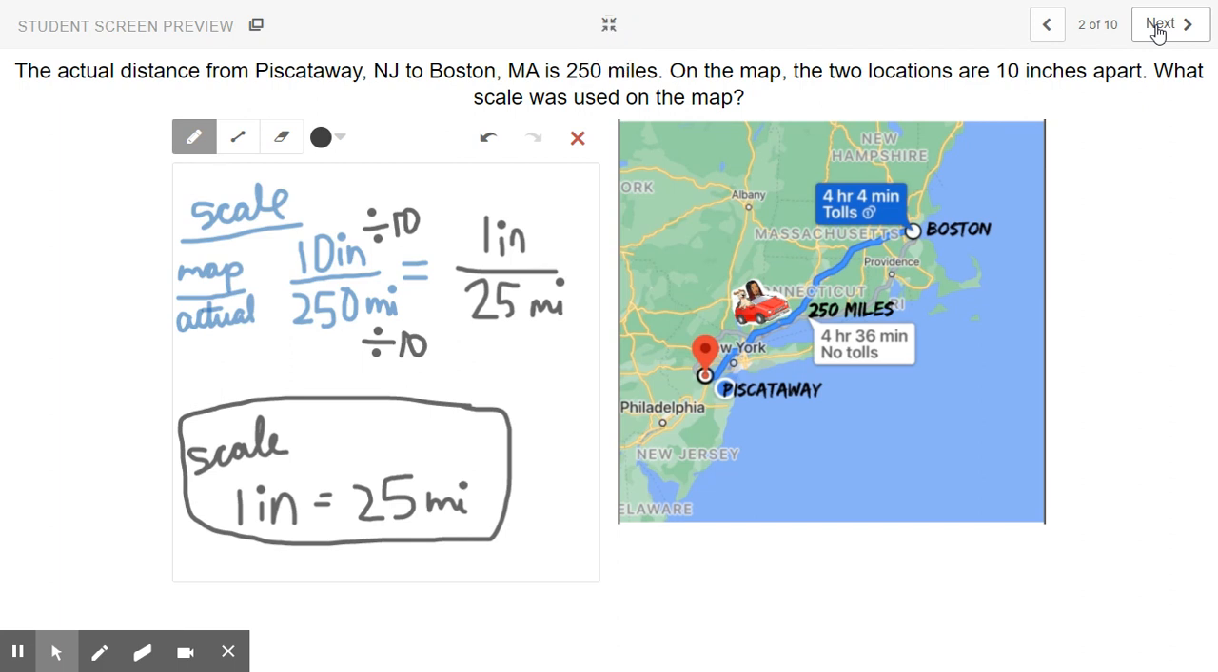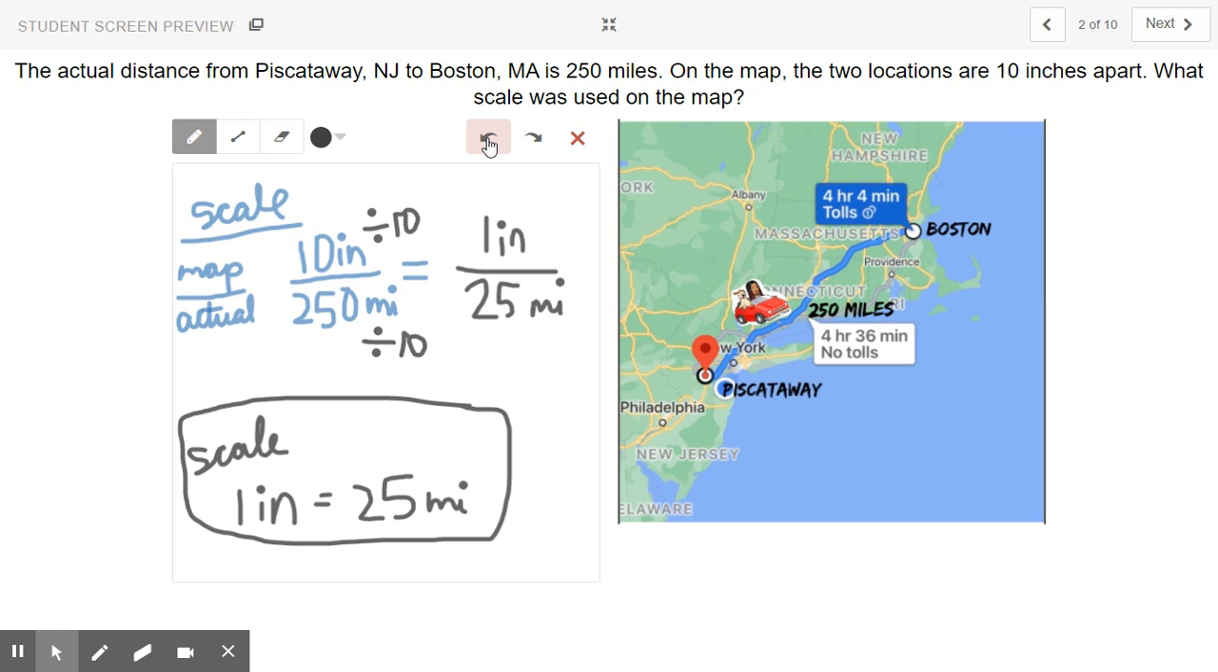The actual distance from Piscataway, New Jersey to Boston, Massachusetts is 250 miles. On the map, the two locations are 10 inches apart. What scale was used on the map? So looking at this, the scale, we would write, we know that the first number refers to the map's distance and the second number refers to the actual distance. So I would write 10 inches over 250 miles because it says on the map it's 10 inches. So I'd write the map is 10 inches and then the actual distance is 250 miles.